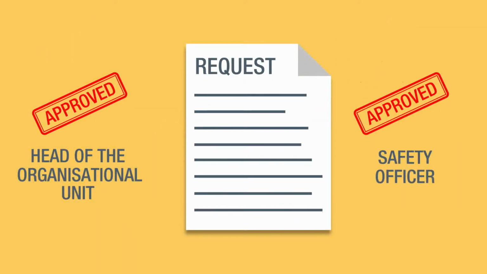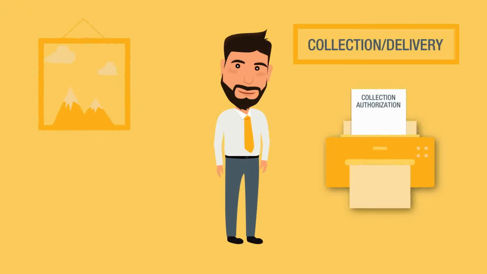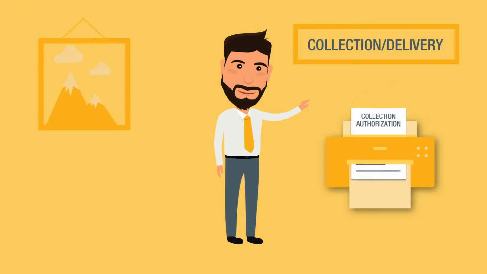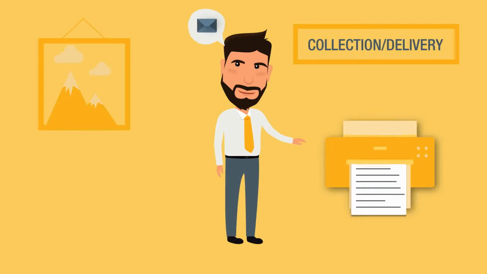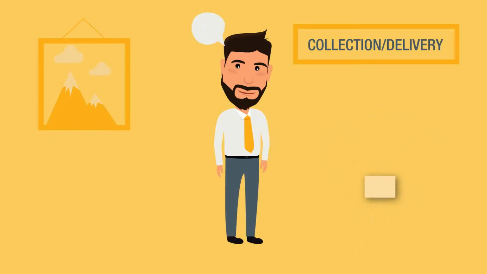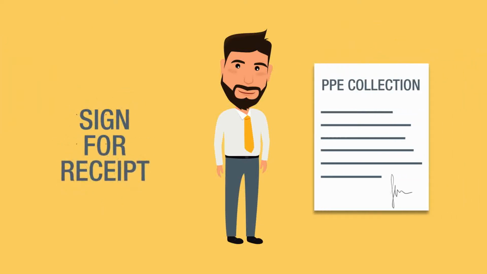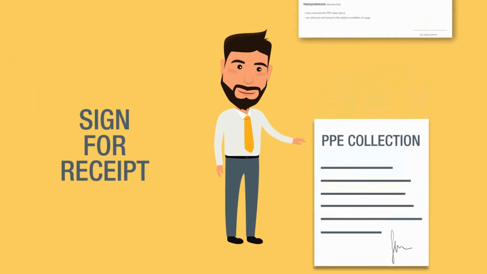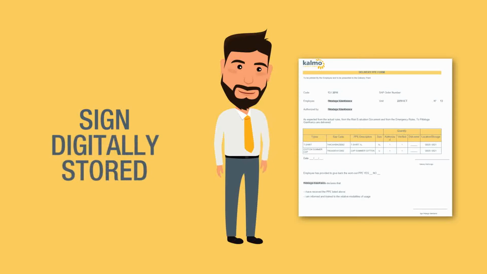Then it passes to the second authorization stage, which needs to be issued by the safety or personnel officer. At this point, the employee may go to the collection point to obtain the necessary items. In case of unavailability of the PPE, they may collect only a part thereof. They will then be notified when the remaining items are available. Upon collection, the workers must sign for receipt, with the signature being stored digitally in the system.